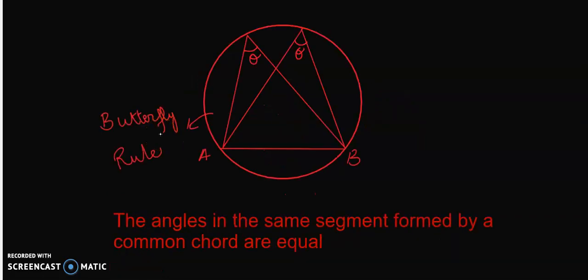Now, last but not least, the butterfly rule. This is a very interesting rule which states that the angles in the same segment formed by a common chord are equal. Now, in this part, you can see that AB is a chord and these are two angles ACB on one side of the chord and then ADB on the same side of the chord. So these two angles are equal.